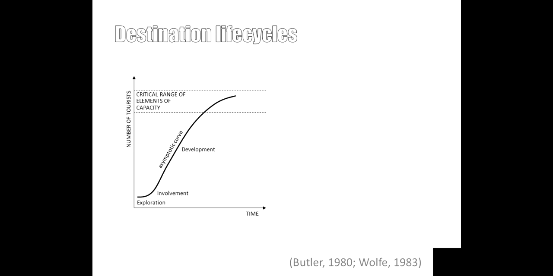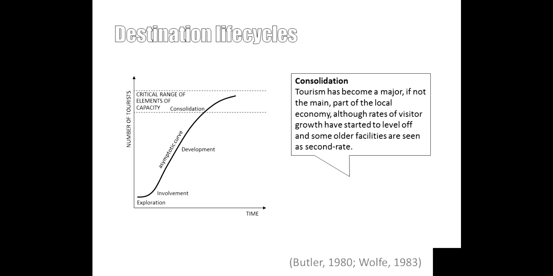Towards the end of this stage, the capacity of the destination is reached, and the costs of attracting additional tourists outweigh the benefits. Eventually, the rate of growth slows, by which time the built and natural environments are under visible stress, tourist satisfaction is diminishing, and hosts become less accepting of tourism and tourists. This indicates that the destination has reached the consolidation stage.